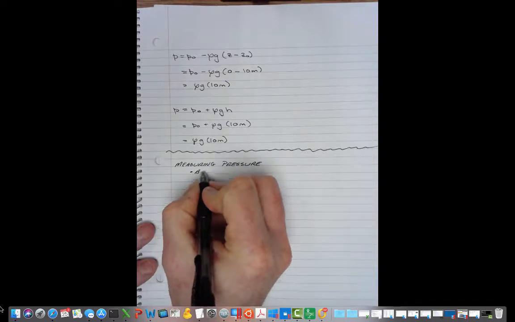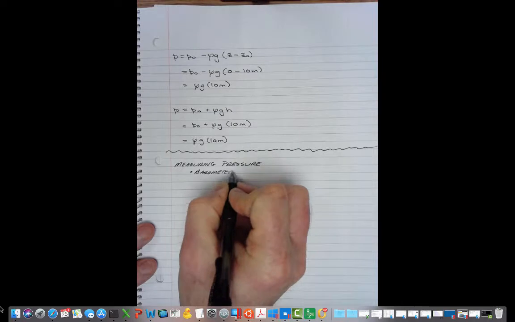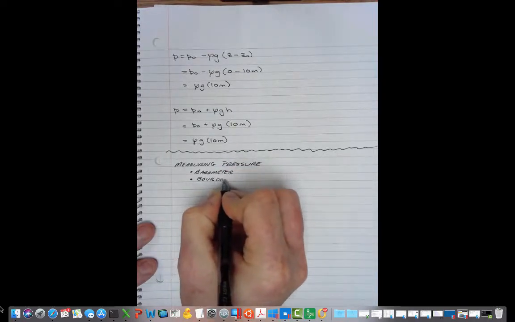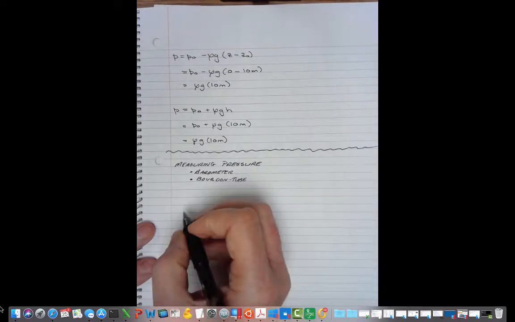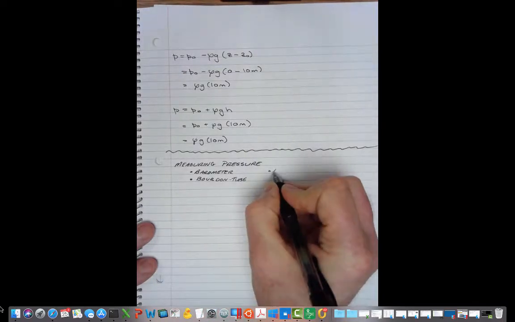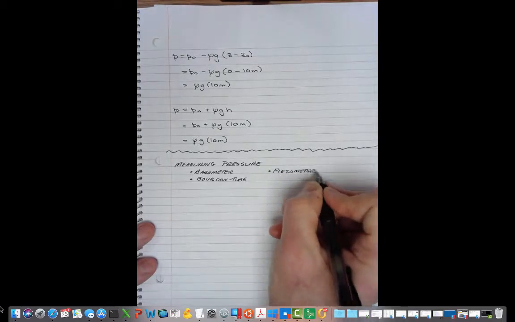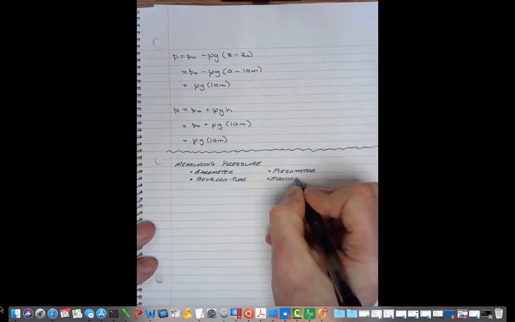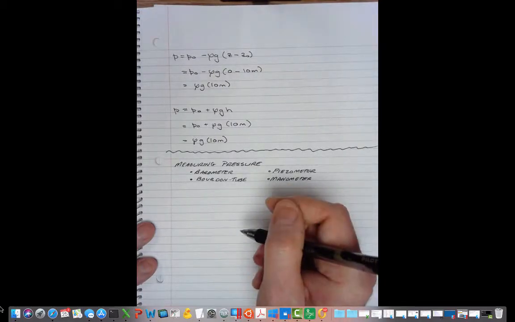Air pressure is measured using a barometer. There's also a Bourdon, B-O-U-R-D-O-N, tube device. Liquid measurements are often done with a piezometer, manometer, and then as a side, manometers can also be used for gas.